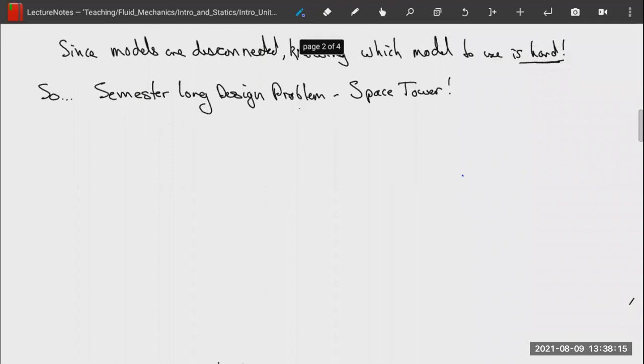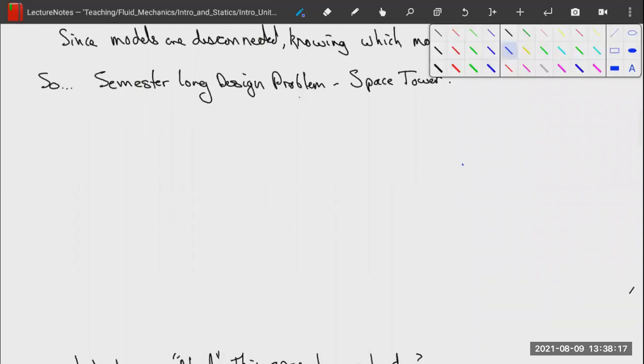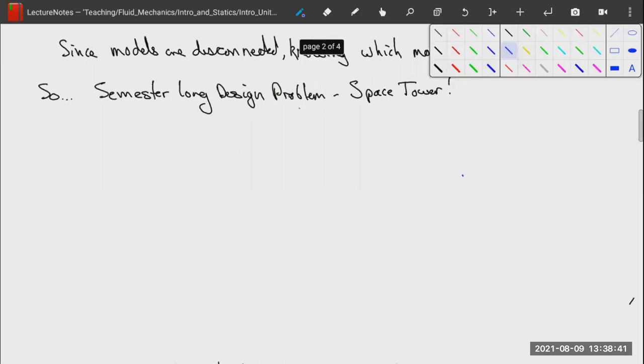So one thing I've done, and I will see if it's useful for you guys, is I've created a semester-long design problem as a way of kind of showing how when we add these models into our toolkit, we can use it to refine a design in different ways, right? So we have what is our space tower? Right? Obviously you can read, right? What is our space tower?